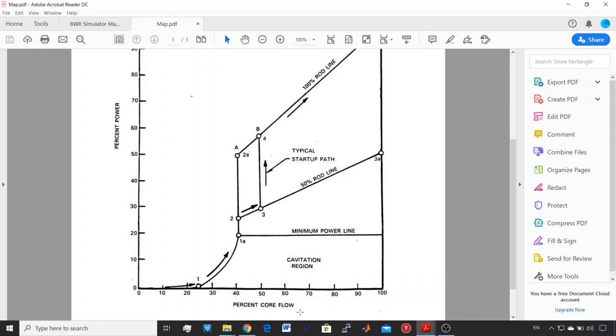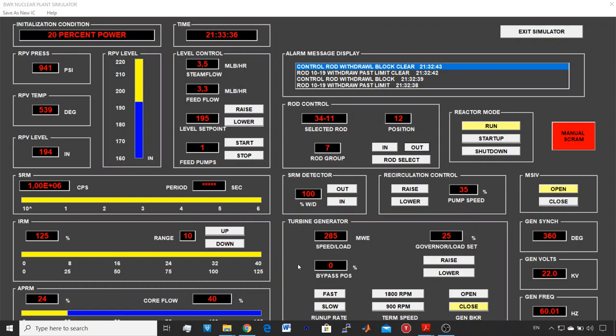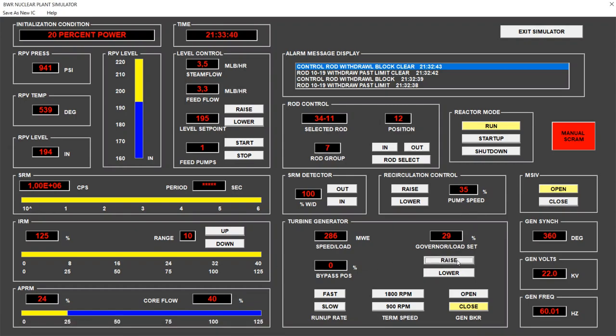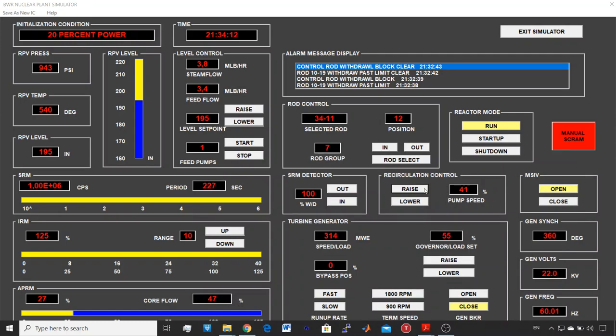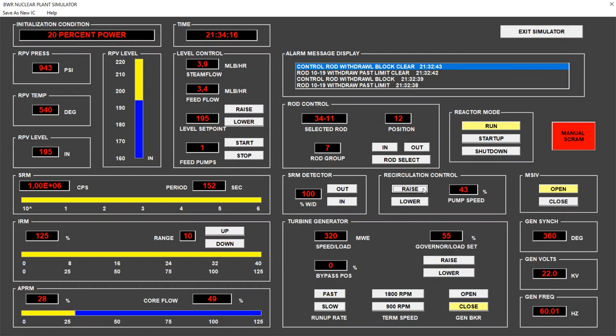So now we will increase core flow to go to point 3, which will be at 50% core flow. Now we'll need to raise the governor set to avoid using the bypass. Let's raise it to 55. And now we start raising the recirculation pump speed and checking the core flow. Let me check this chart again. We need 50%. So we are very close. Twenty-nine percent average power, and we have the governor set in a safe position, 55%.